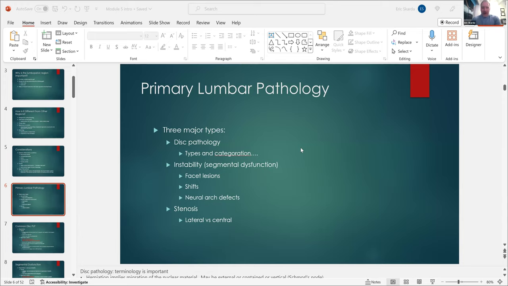Disc pathology is the first one, the most obvious one. There are various types and different categorizations of these things. If we go down to the notes on the bottom, a herniation, which, when I get referrals from physicians, everything they think has a disc issue is a herniation. It just says HNP of whatever level they think it's at. But unfortunately, herniation specifically implies a migration of nuclear material. In the lumbar segments, it would be migration of the nuclear material of the disc.